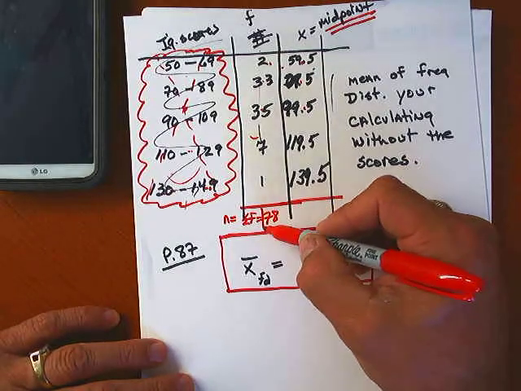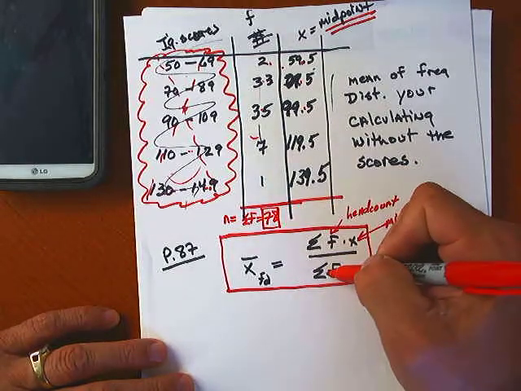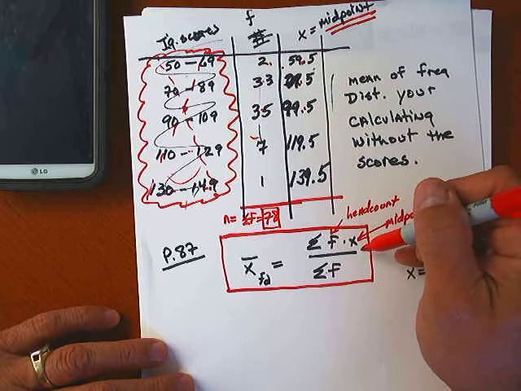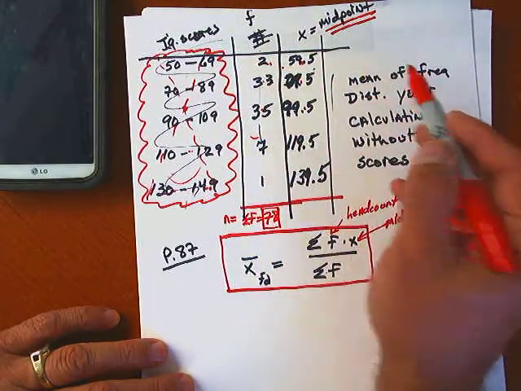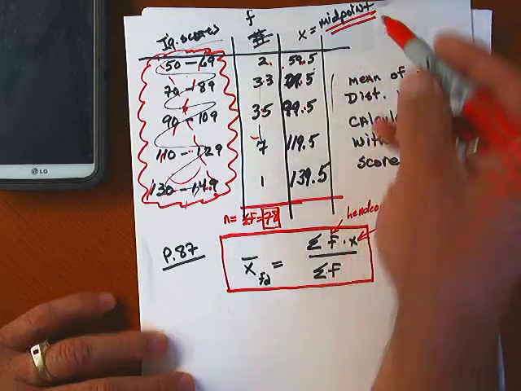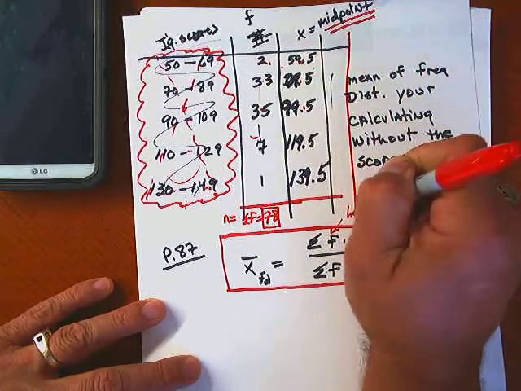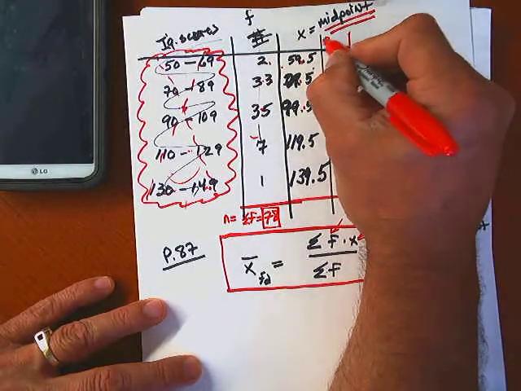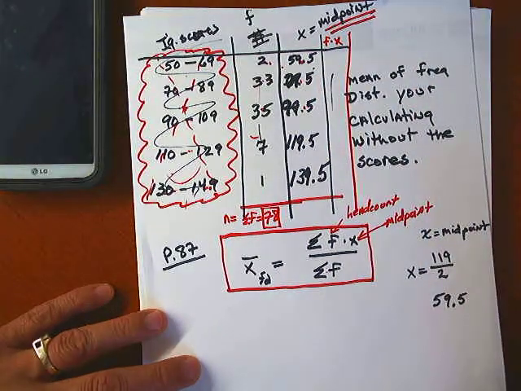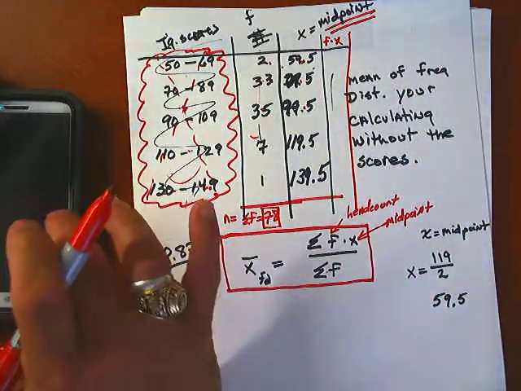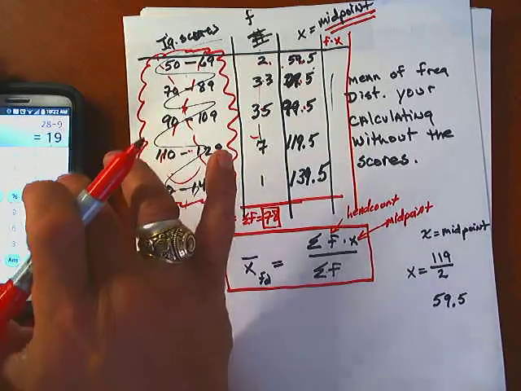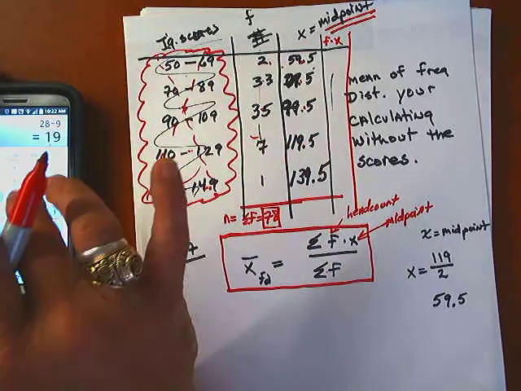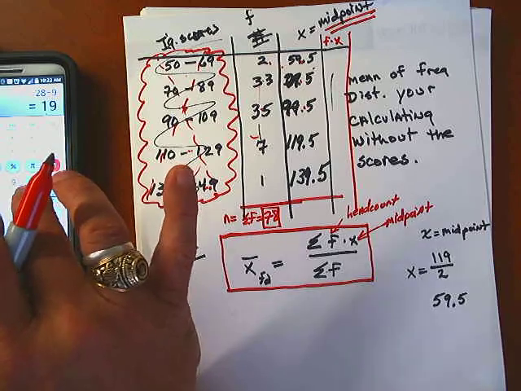And the summation of f would be this number right here. I think it's 35 plus 33. That comes out to be what, 68? 68 plus 10 is 78. So our summation of f is equal to 78. You can also say that's n. There's 78 people that took the test. Alright, so we've got that number, which is right here.